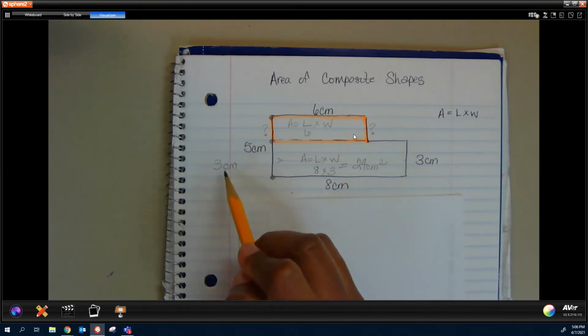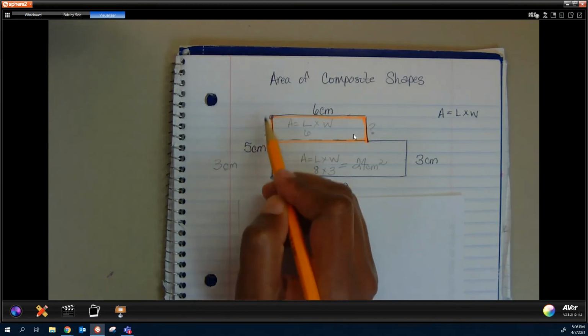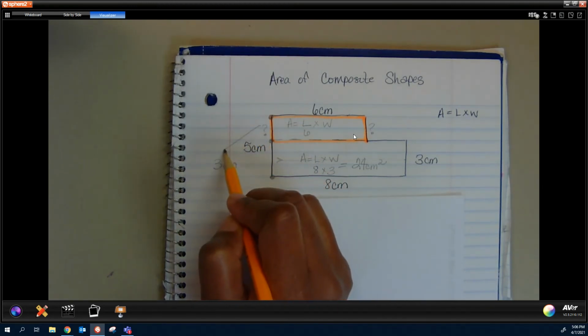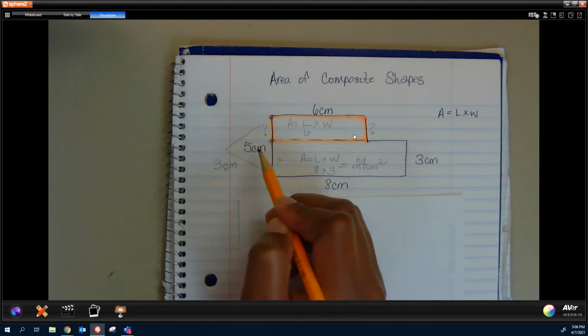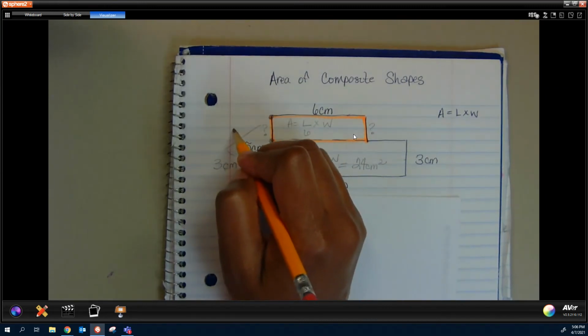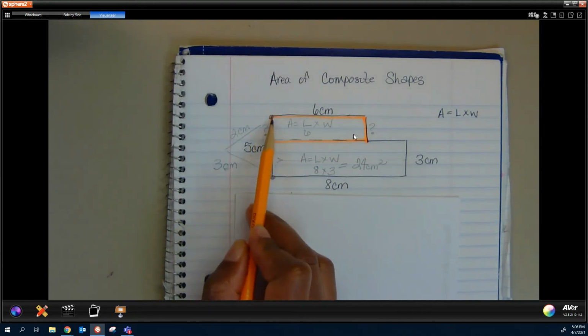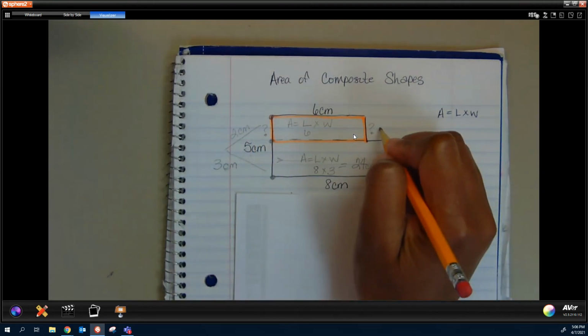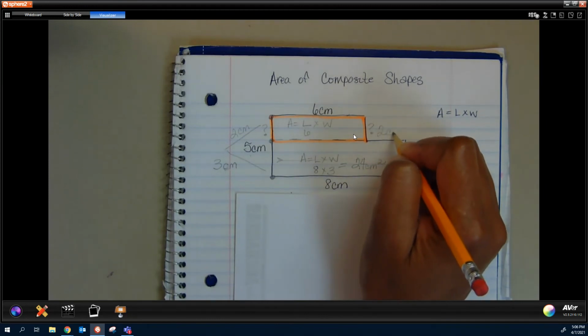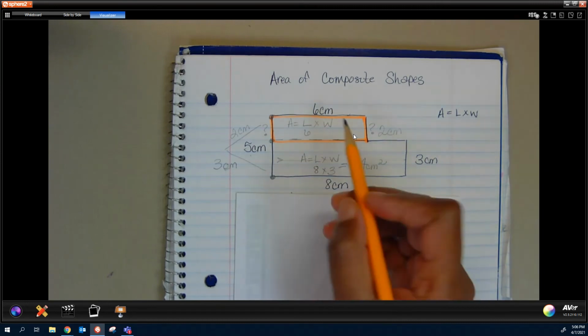So I have to ask myself, 3 plus what would give me 5? If I take this amount and add it to this amount, I should get 5. Okay? That would leave me with 2 centimeters, right? 2 centimeters plus 3 centimeters would give me a total of 5. So that's how you're going to find out the missing side, okay, for the width.